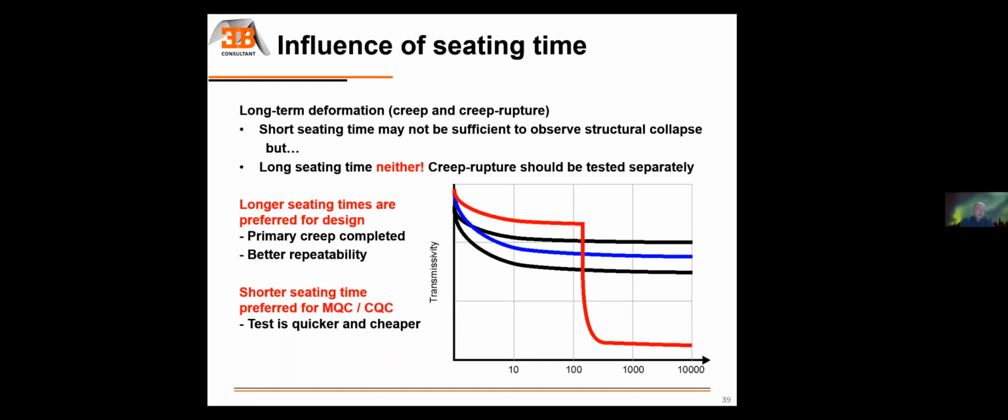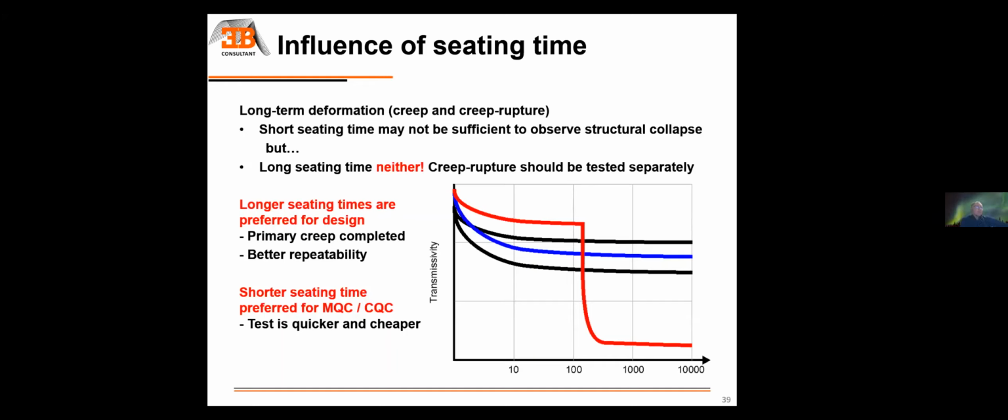That was, again, 20 years ago. And we are still using this number for design because it is much less sensitive to the time. If the measurement is done after 100 hours or after 102 hours, or if it's done at 98 hours, it's going to be pretty much the same. It's a much more consistent, more repeatable number, which is thus much more reliable. When the test is done with a very small seating time, we have a much higher chance of not being beyond the primary creep, which means there could be significant changes of transmissivity.